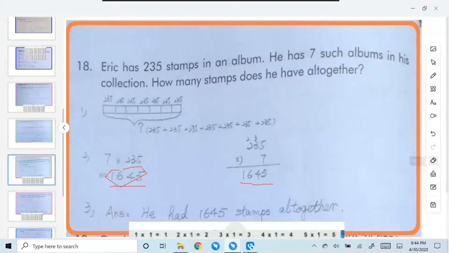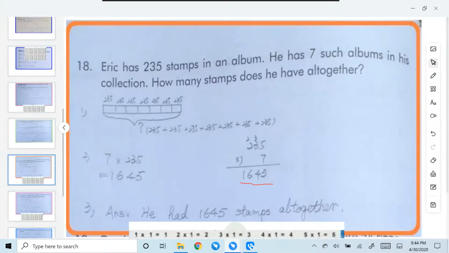This last step, you write down the answer here. You work out from here first, then you put the answer here. Then you are finishing your calculation. But the question is not finished yet. You need to do the third step: write down the word answer. So the answer is he had 1,645 stamps altogether. Now the question is finished.